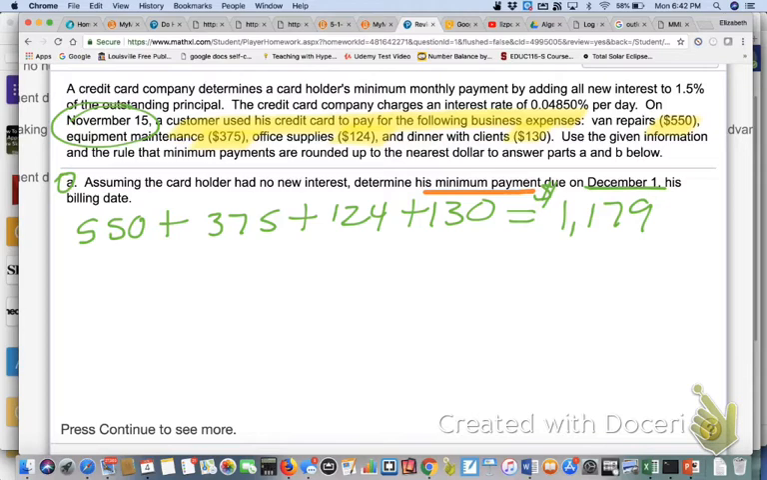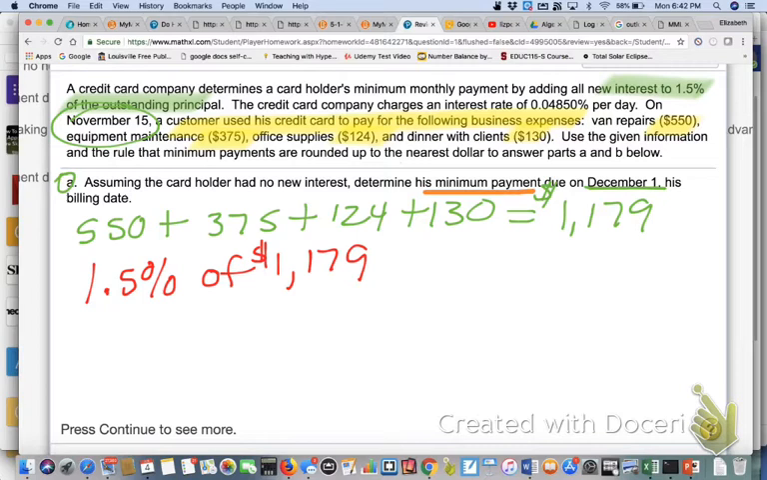It says here that the minimum payment this particular company asks for is 1.5% of your balance. So in other words, they're going to ask this guy to pay back 1.5% of the $1,179 that he borrowed when he gets a statement at the end of the month. So let's figure out how much that is exactly.